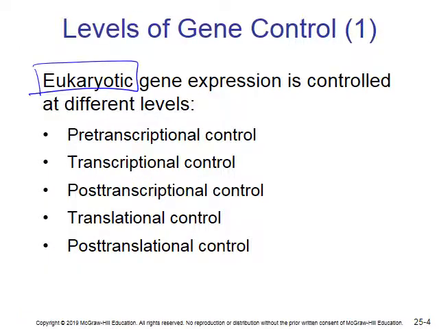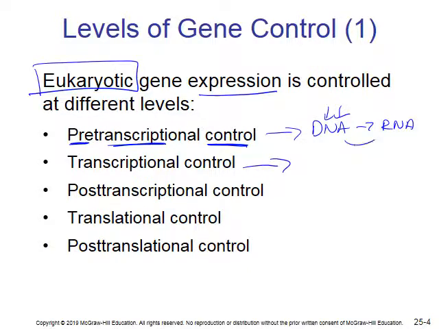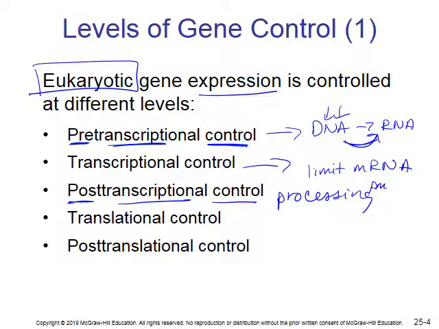Obviously, in eukaryotes, gene expression is controlled at many different levels. It's more complex. So we have pre-transcriptional control. This is before we turn DNA into RNA. So here at the DNA level, we can have pre-transcriptional control. We can have transcriptional control. During this process, we can limit the amount of messenger RNA that's created. We have post-transcriptional control. That has something to do with the processing. Remember when we take premature messenger RNA and turn it into mature RNA? So we can have post-transcriptional control.